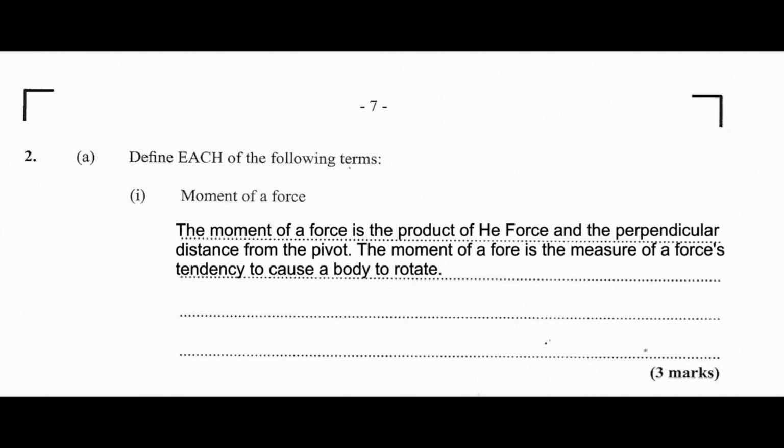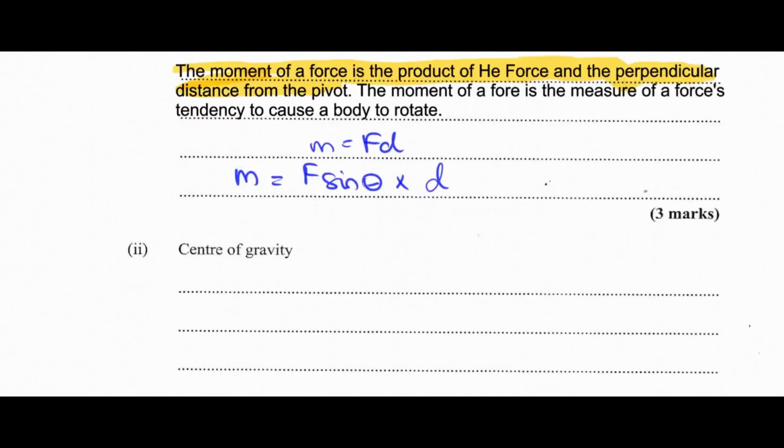Nice. So basically the first part that I mentioned: the moment of a force is the product of the force and the perpendicular distance from the pivot. That is the formula. So the moment of a force is equal to Fd, and in some cases if you're given an angle, the moment of the force is equal to F sine theta multiplied by the perpendicular distance from the arm. So yeah, let's see the other one.